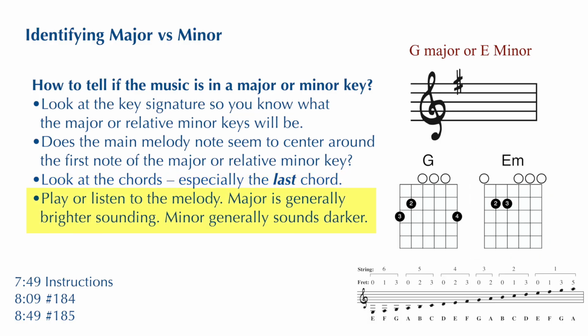And finally, just listen to it. Assuming you've been working through my rhythm guitar books or you've studied chords on your own, you've played both major and minor chords. You may have noticed that major chords have a brighter quality of sound, and that minor chords sound a little darker. By the same token, melodies in major keys often sound brighter than minor melodies.